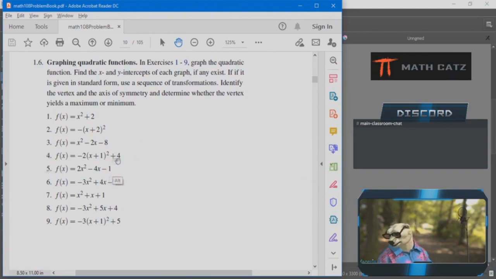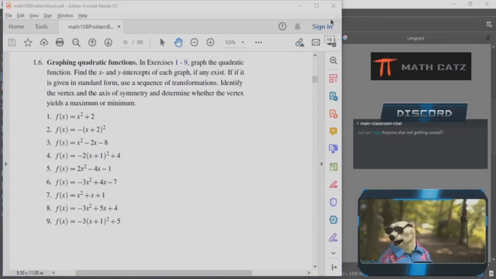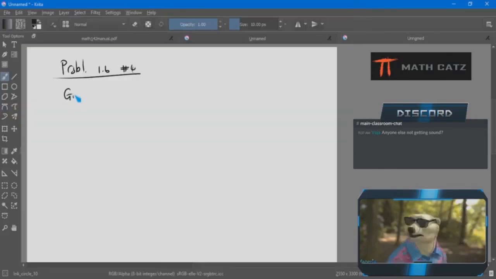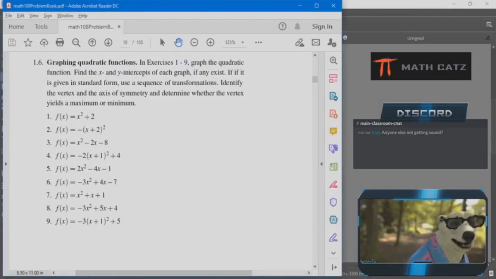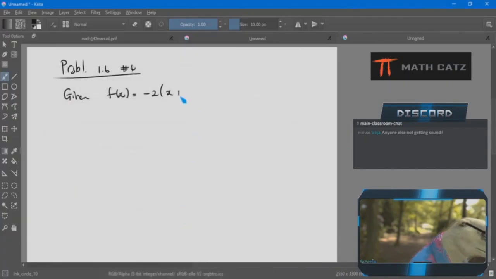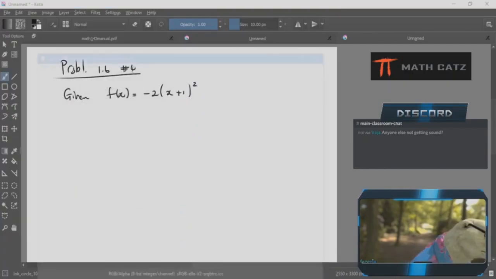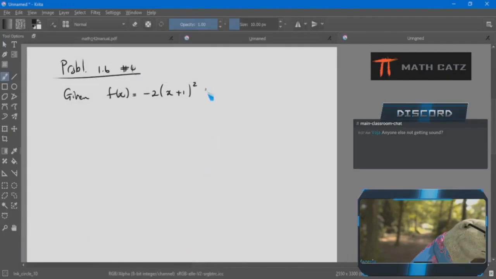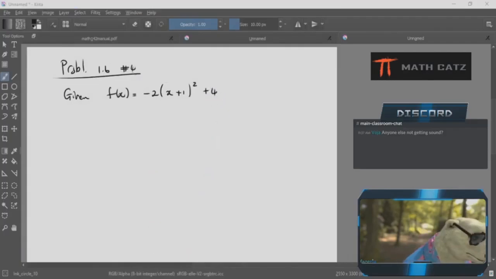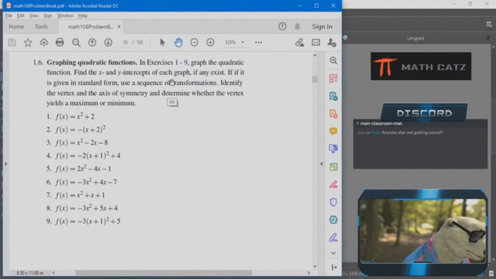Number 4. So I ultimately have to graph and figure out f of x. We're given f of x equals -2x plus 1 squared, and then we have a plus 4. Now it says here, do it by way of a sequence of transformations.